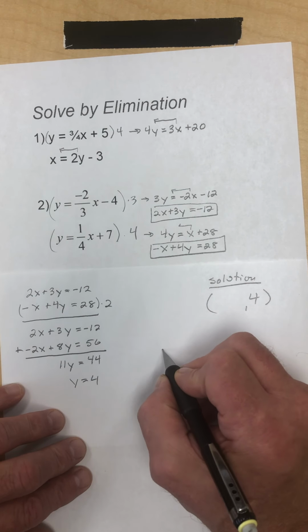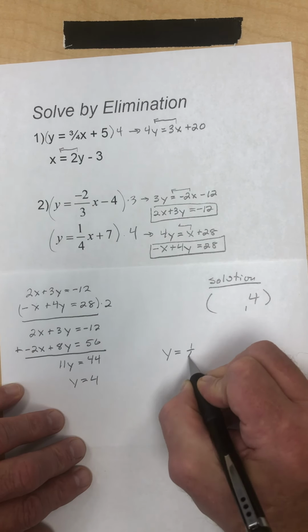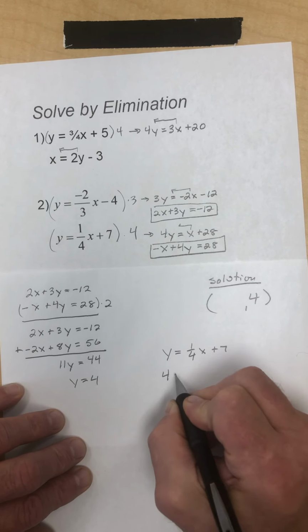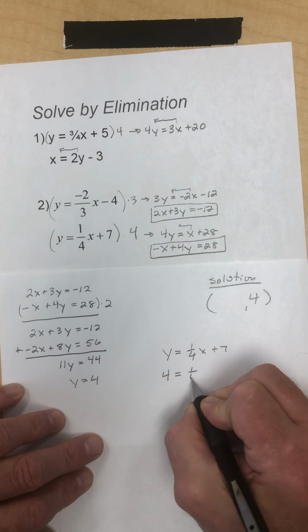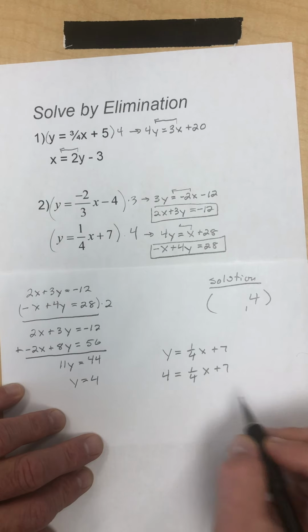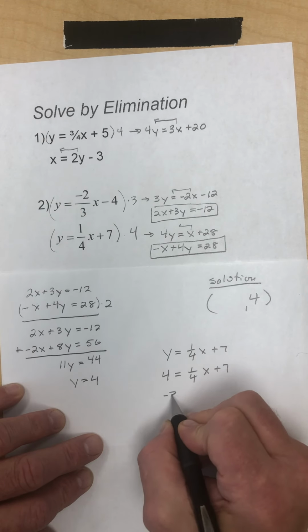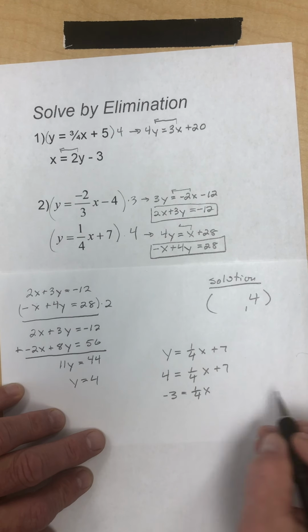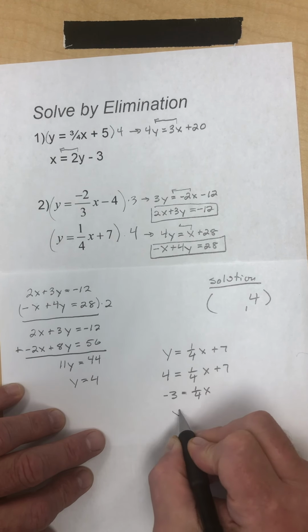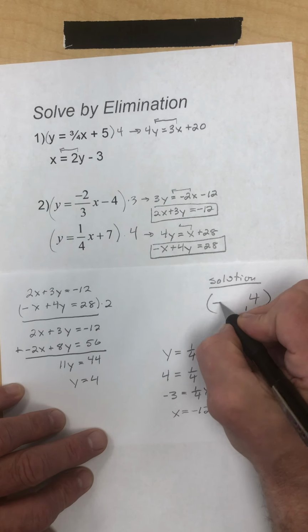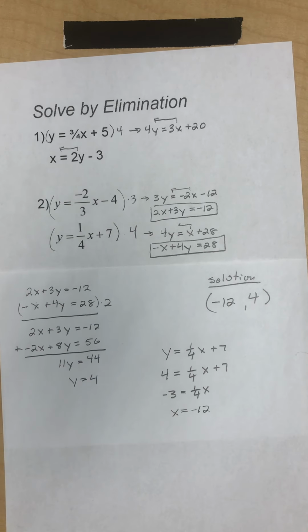Okay, so I go y equals 1/4 x plus 7. Put the 4 in for y, so I get 4 equals 1/4 x plus 7. Subtract 7 from both sides, so I get a negative 3 equals 1/4 x. Divide by 1/4 or multiply through by 4, doesn't make any difference, and I get x equals negative 12. So my x-coordinate has to be negative 12. Okay. Always love seeing the fractions.